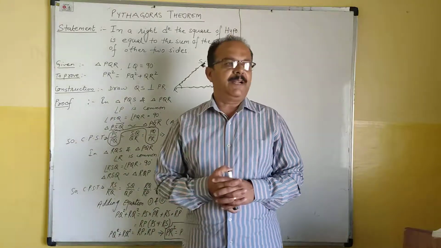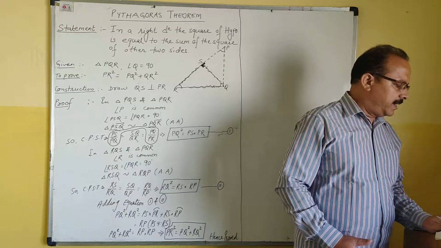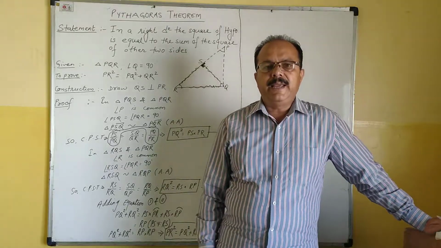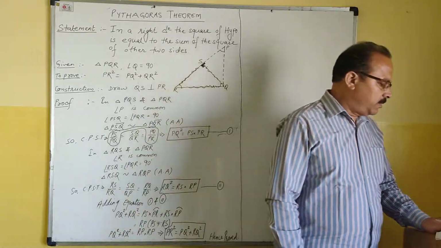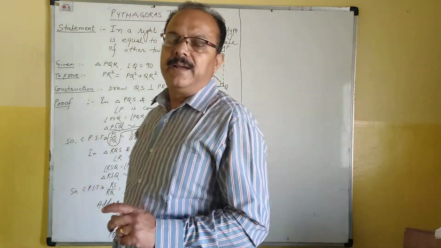Meaning, what is the statement? The statement of the converse of Pythagoras theorem is: in a triangle, if the square of one side is equal to the sum of the squares of the other two sides, then the angle opposite to the first side is a right angle.